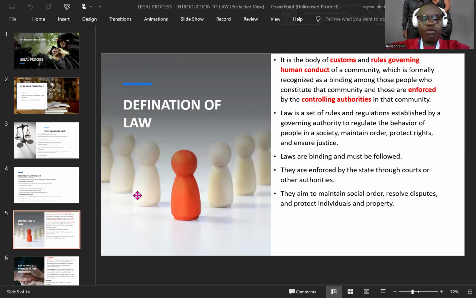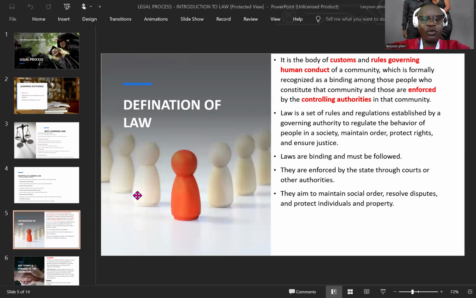In our various homes, there's what we call controlling authorities, and those are parents. The parents are controlling authorities, or we can say those people are the state of that house. Why are we saying that they are controlling authorities, or the government of that house? It is because they come up with those rules, and those rules are controlled by them.